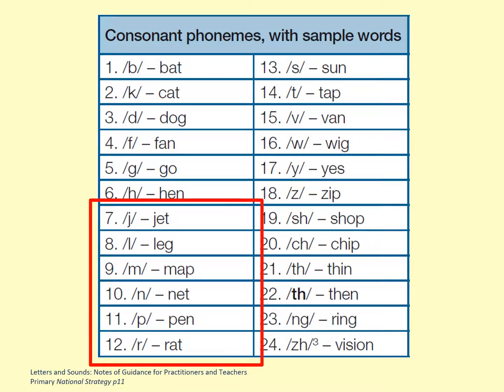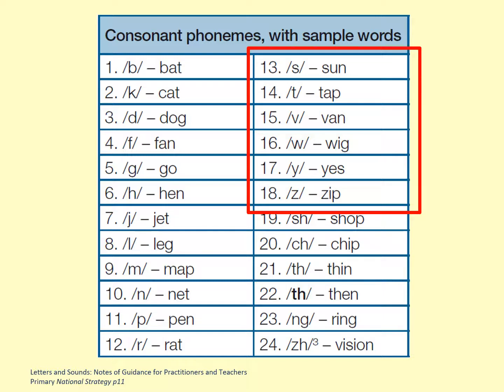J, L, M, N, P, R. Your turn. Each of those sounds involves your mouth making a different shape to block the air. It may be your lips, it may be your tongue and teeth, lips and teeth. Have a go at the next set. S, T, V, W, Y, Z.